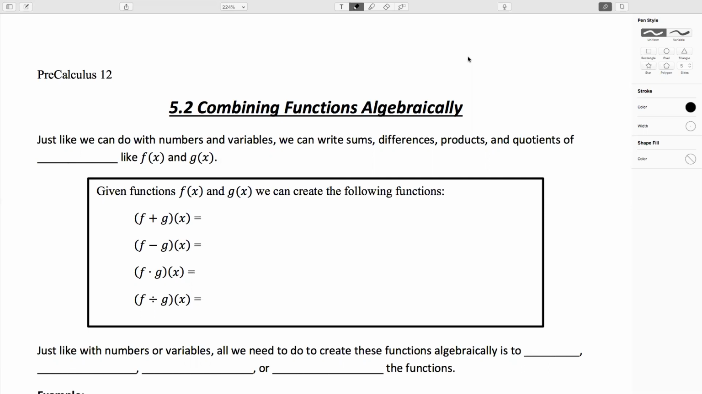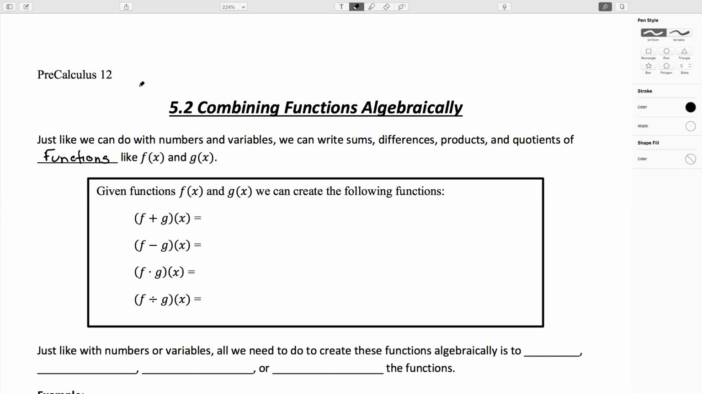So today we're going to do a little bit of a different approach. We're going to talk about how to combine functions using algebra instead of using graphs. So that's the whole topic, combining functions algebraically. Just like we can do with numbers and variables, we can write sums, differences, products, and quotients of functions like f of x and g of x. So we're basically going to be doing algebra with functions.